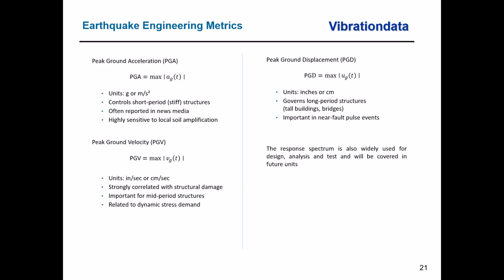We also have peak ground velocity, in inches per second or centimeters per second, that strongly correlates with structural damage, important for mid-period structures, and related to dynamic stress demand. There's a whole stress velocity relationship that I've written an ebook on. I'll try to make that ebook link available to you. Peak ground displacement is PGD, the maximum of the displacement time history amplitude, reported in inches or centimeters, that governs long period structures, tall buildings, bridges, and is important in near fault pulse events.